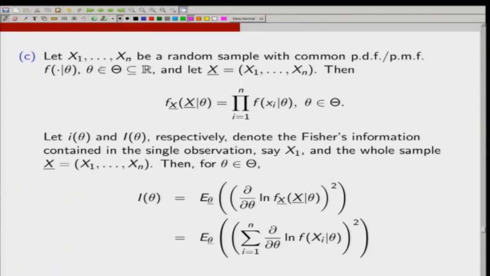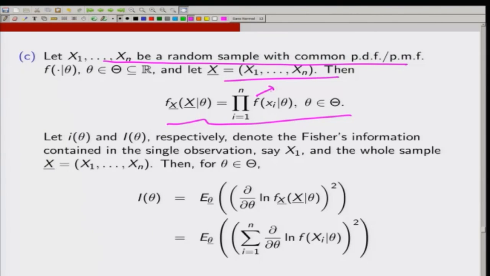Now, let X1, X2, ..., Xn be a random sample from a PDF or PMF f(·|θ), and let X be the same as (X1, X2, ..., Xn). Then I know that the joint PDF is the same as the product of individual PDFs, each of them being f, so f of xi given θ. Let small I(θ) and capital I(θ) respectively denote the Fisher information contained in the single observation, say X1, and the whole sample X1, X2, ..., Xn.